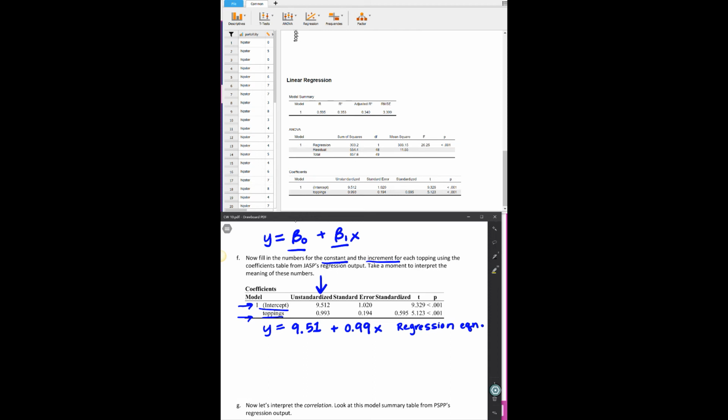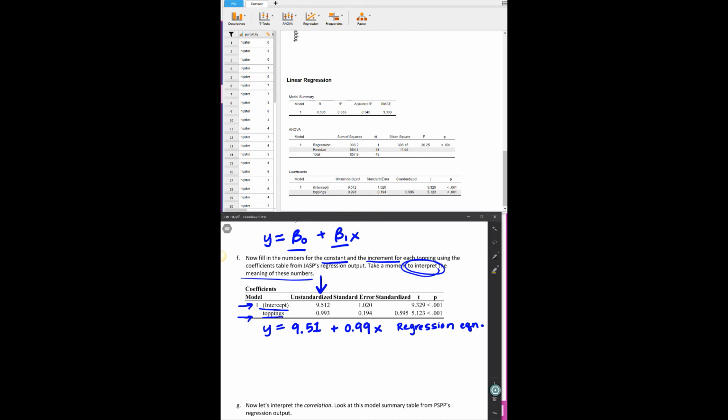Now let's connect this a little further, because you'll notice that I also ask you to take a moment to interpret the meaning of these numbers. When you see interpret, what I'm saying is explain to me in words what this means. I don't want a definition of what it is. I want to know, what does it tell me, or what does it represent conceptually?